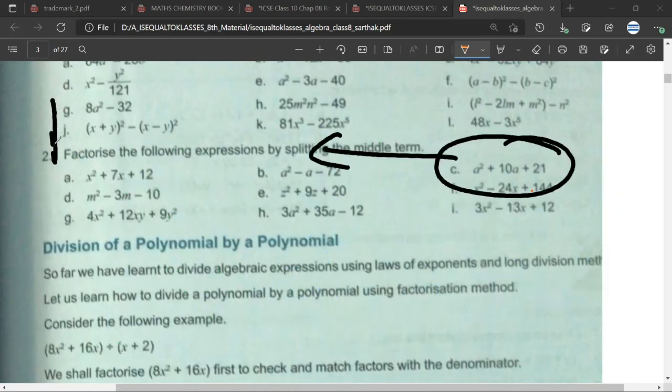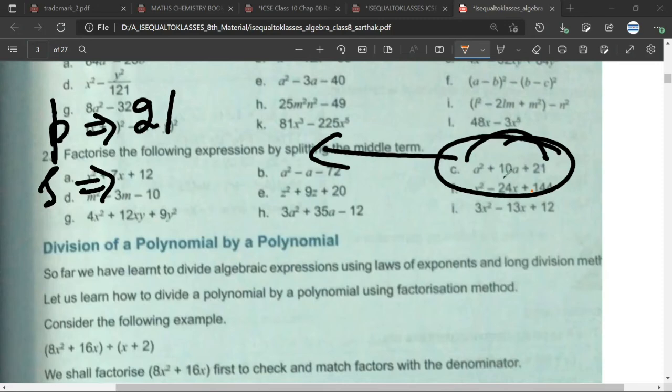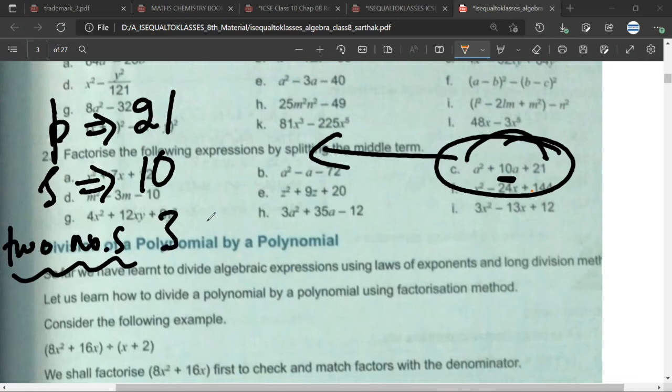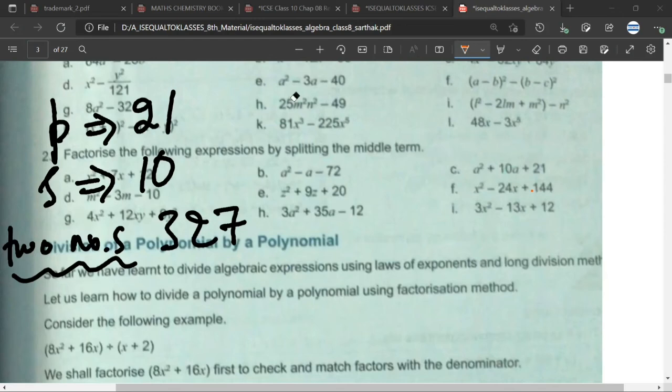Okay. So let us try to do the C part. What should be the product, Mr. Sarthak? The product should be 21. What should be the sum? The sum should be 10. What would be the two numbers? 3 and 7. Okay. Now I need to split the middle term. So how should I rewrite this expression? A square plus 3a plus 7a plus 21.